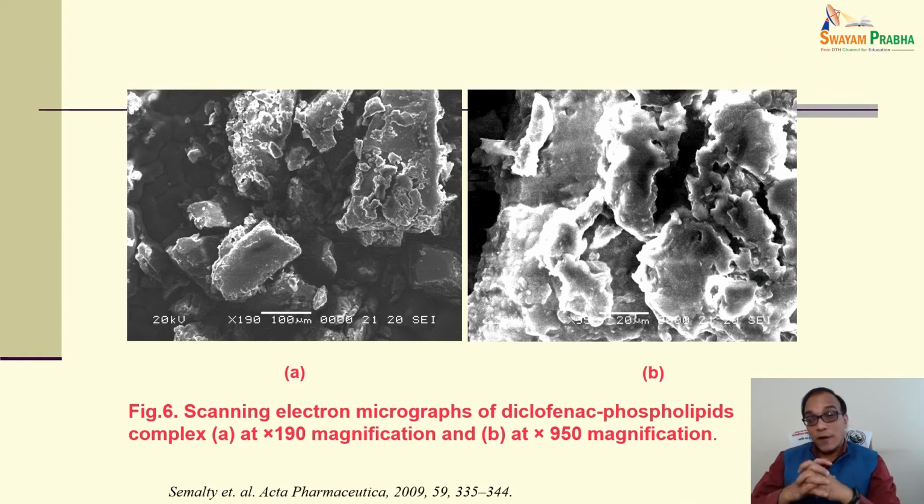Scanning electron micrograph, we can also perform SEM. Surface morphology provides a lot of information about what kind of changes there are in the complex in comparison to the drug and the carrier. So you are seeing the SEM of the diclofenac phospholipid complex. The changes are there as compared to the drug.